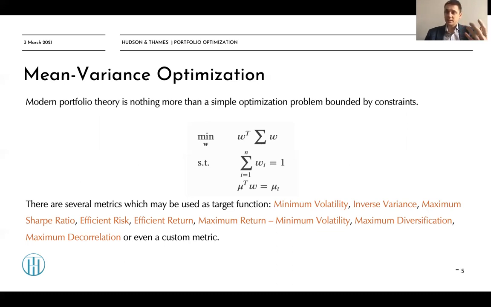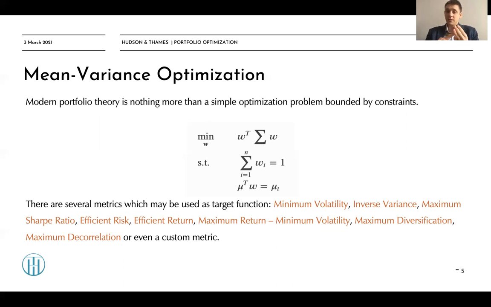So let's say once more. In modern portfolio theory, we try to optimize some metric, for example, to minimize the volatility of a portfolio or to maximize the return, bounded by several constraints. The first constraint can be that the sum of our weights equals 1. The second type of constraint can be that the expected target return of our portfolio equals some value, which is defined by the investor.